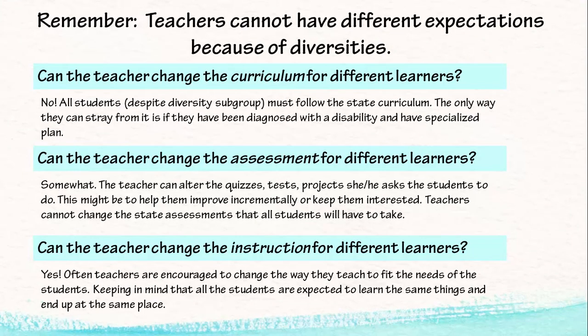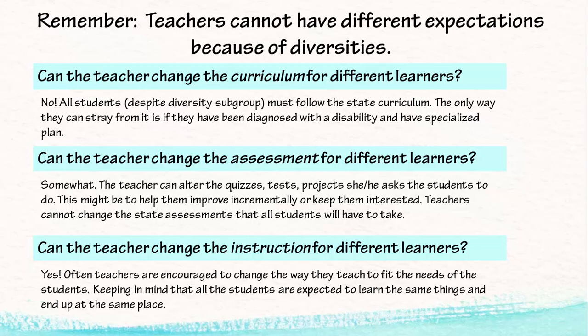Now, as we talk about the different diversities here, let's keep in mind that teachers cannot have different expectations because of these diversities. So while we can teach students differently, we can't expect them to have a different outcome because of their diversities. So let's look at curriculum, assessment, and instruction, which we'll find out are the big three in education.